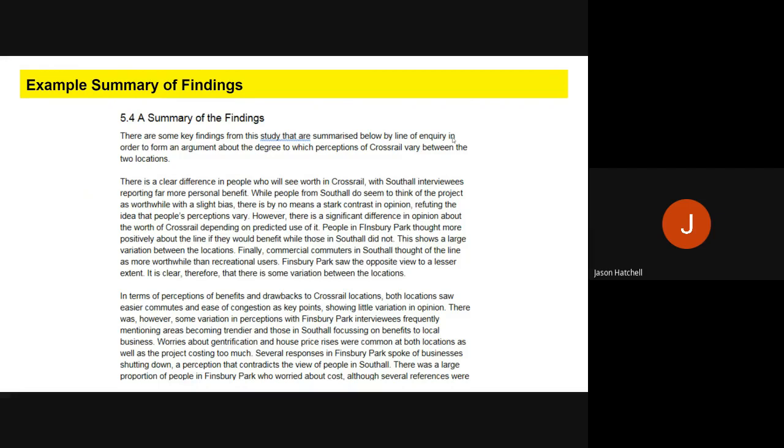Then the student also goes through again the perceptions of benefits and drawbacks. And essentially, the student is aiming with this summary of findings just to take everything they've said, bring it together in a simple format, and actually answer the question they set out with. So that is overall what you do in your conclusion section of your NEA.